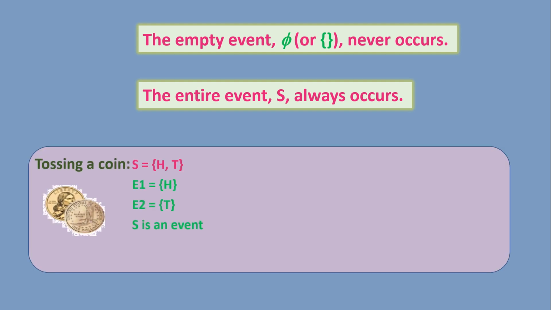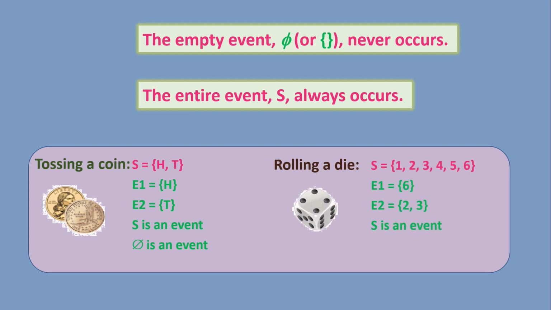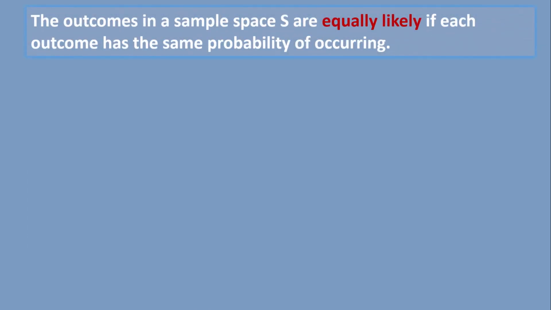Now consider this example. We know the sample space and we know events here. So the empty set is also an event. It is always an event of the sample space. Similarly, we know there are 3 events so far. Actually, there are many events in this example. So you see empty is also an event. The outcomes in a sample space S are equally likely if each outcome has the same probability of occurring.